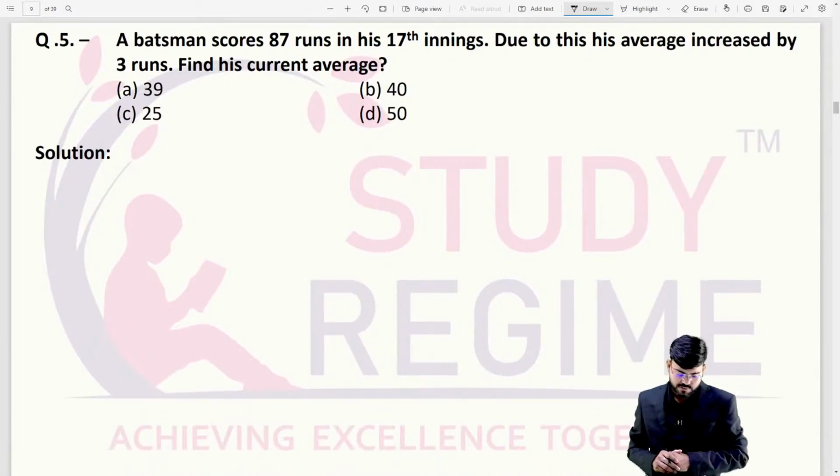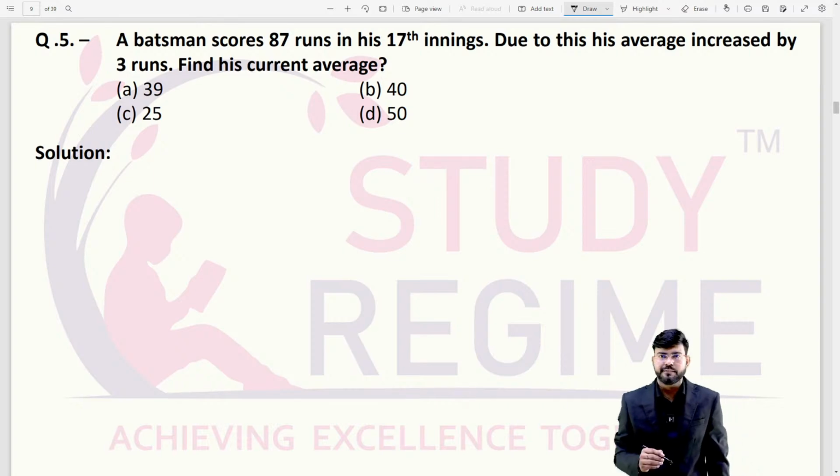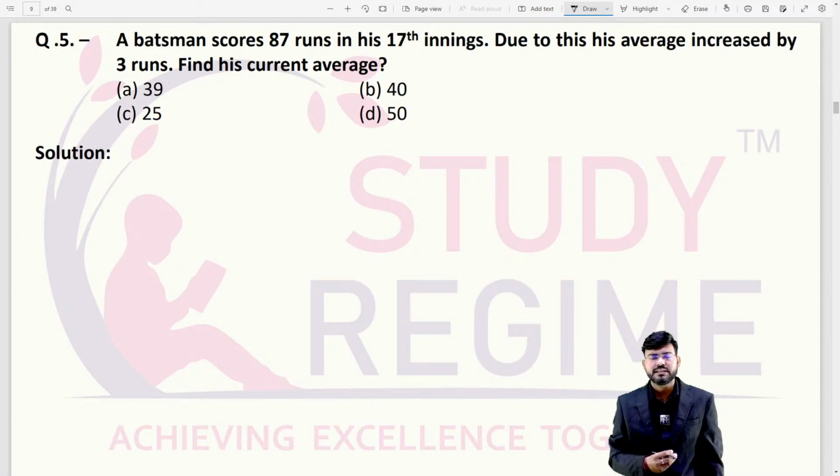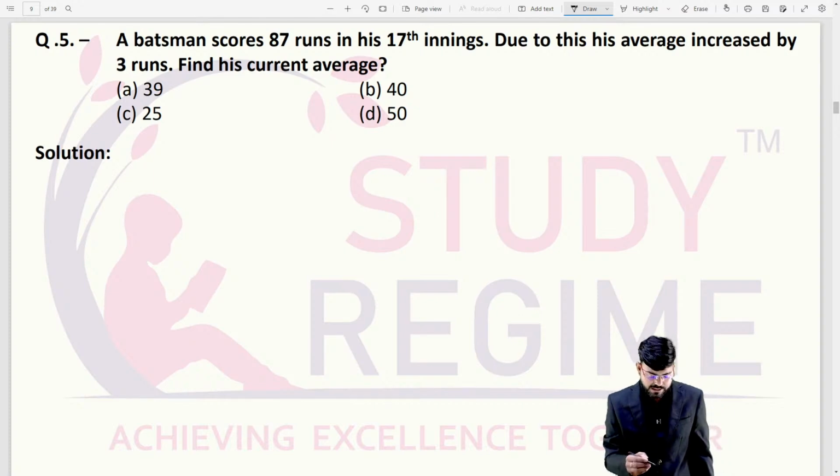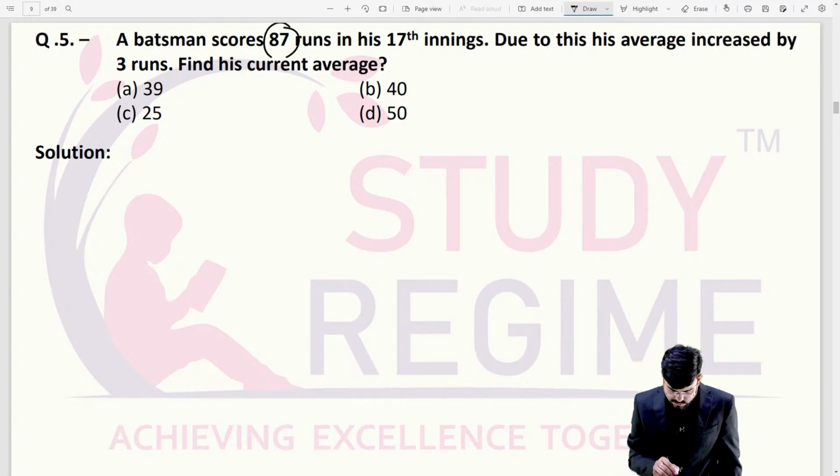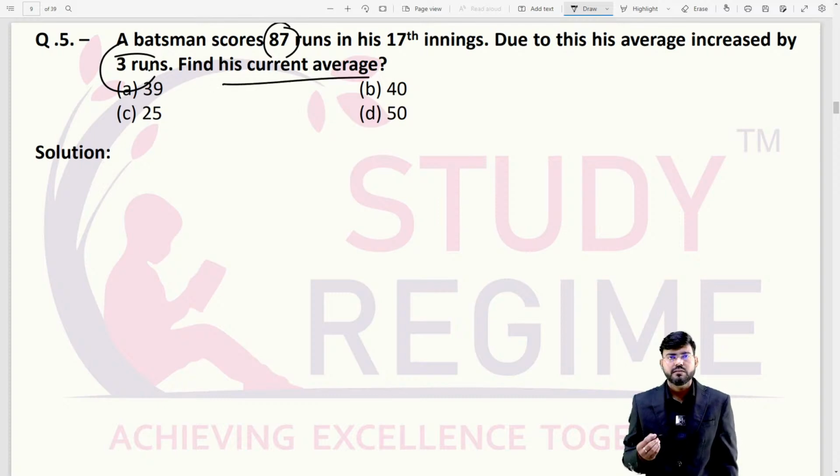Question number 5. A batsman scores 87 runs in his 17th inning. What is given in the question? Due to this, the average is increased by 3 runs. If he has made 87 runs in the 17th inning, the average increased by 3 runs. Find his current average. It's a very easy and a very good question.